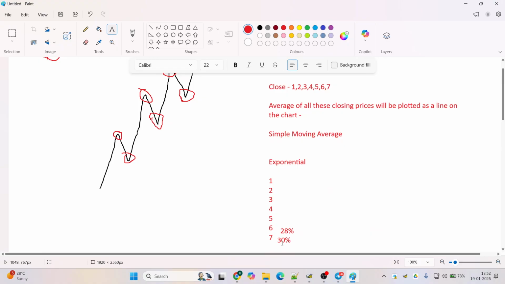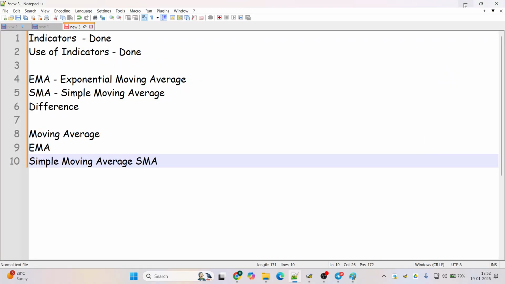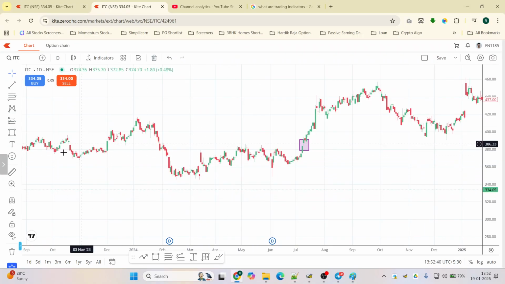Because of this weightage of 30, 28, the moving average line, which in a simple moving average should be somewhere like this, may change to something like this because of the weightage. That is the only difference between a simple and an exponential moving average. Okay, there is one more parameter here which I will show.